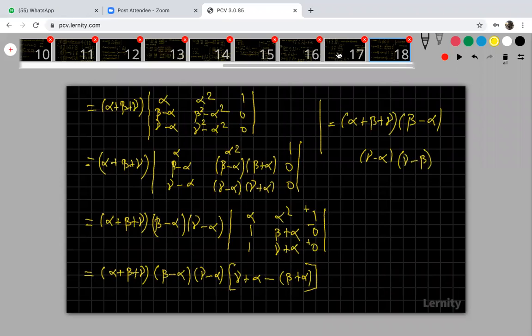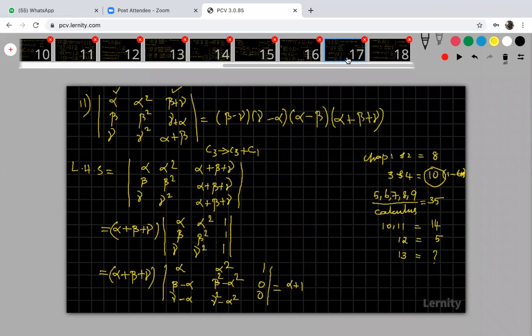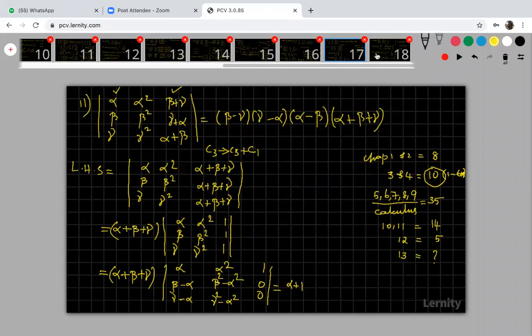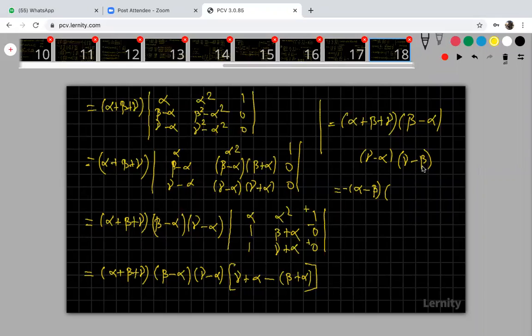But look at the answer. What is the answer? We are going to prove that beta minus gamma, gamma minus alpha, alpha minus beta is there. Here beta minus alpha is there. Okay, you can interchange. That means taking minus outside. If you take minus outside, here minus of alpha minus beta. Okay, so this is beta minus gamma, but the gamma minus beta is there. We are going to prove that beta minus gamma, but we are getting the answer as gamma minus beta.